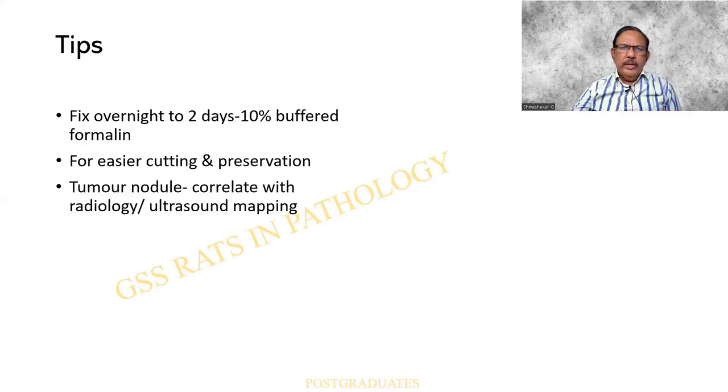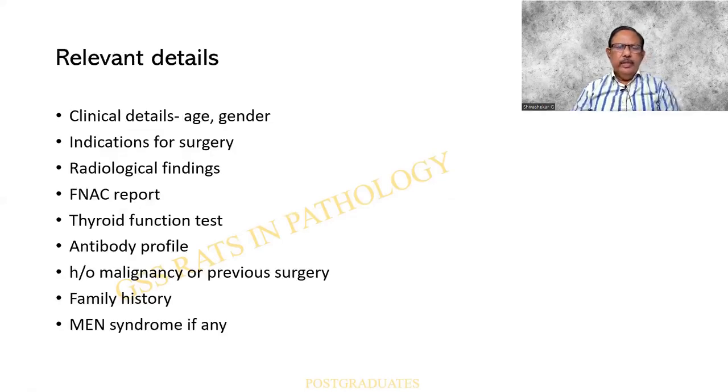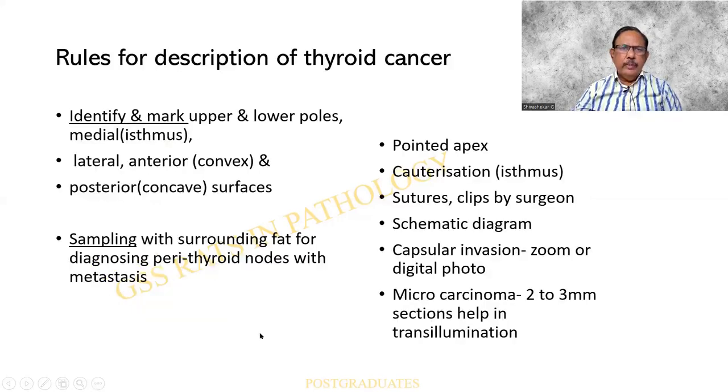And anything can be correlated with the radiological picture. There are always some details which we fail to get, and we start running after the clinician or chasing our PGs to get them. But these are mandatory. So I would like you people to kindly go through the entire list. For example, thyroid function, antibody profile. It will help us very much in giving a diagnosis of Hashimoto's thyroiditis. Whether there is a family history and so on. So this entire list I would like you people to have at your fingertips.